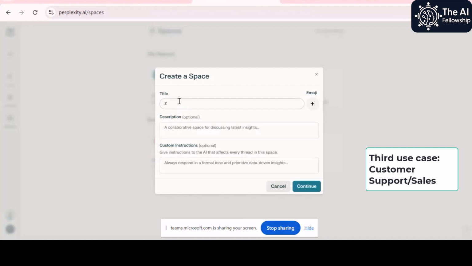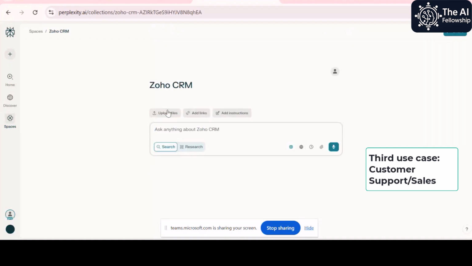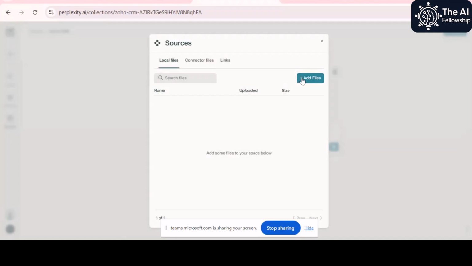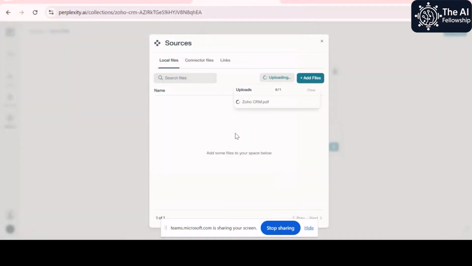I'll call it say Zoho CRM. I'm not associated with Zoho, by the way. Just trying to use some common brands, some common products which people can relate with. Continue. Add file. So it will take some time, like say 4-5 minutes, which is typically what a chatbot takes to process the data, whatever we've shared with them.